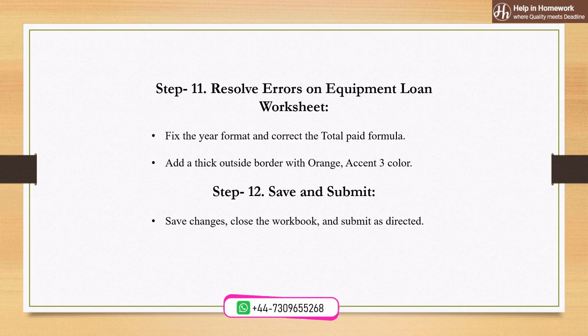Step 11. Resolve errors on equipment loan worksheet. Fix the year format and correct the total paid formula. Add a thick outside border with Orange, Accent 3 color. Step 12. Save and submit. Save changes, close the workbook, and submit as directed.